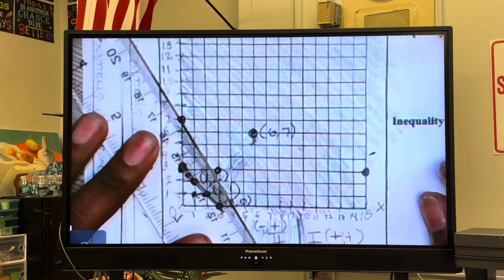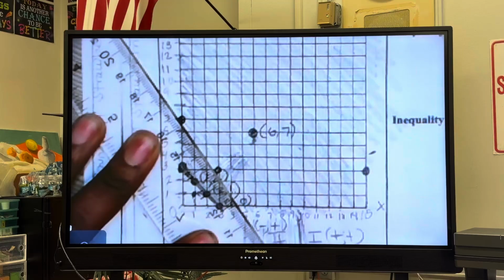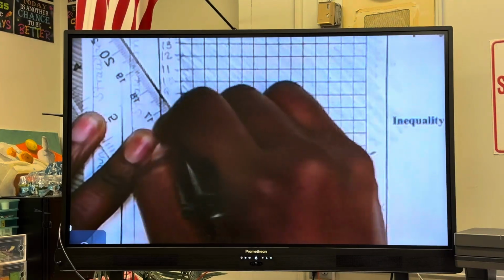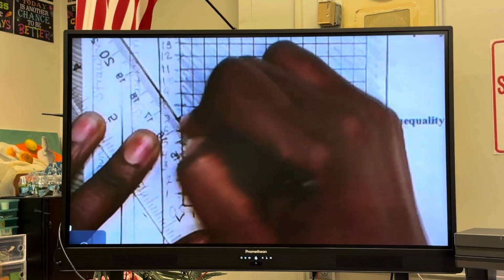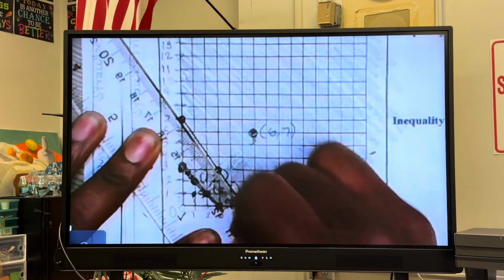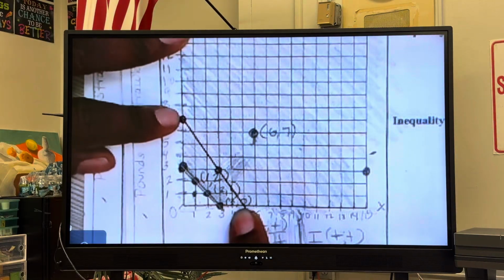Let's put it through. Remember, we're dealing with inequality, so we're not going to be quick to draw this line. We got to think about what our rules said. What did our rules say? It said y is less than or equal to. So am I going to have a solid or a dotted line? Solid. So I'm going to have a solid line. I'm going to take a solid line and put it through all my points. Solid. Now what does that tell me? It tells me that every point that falls on this line is going to make my sentence true.